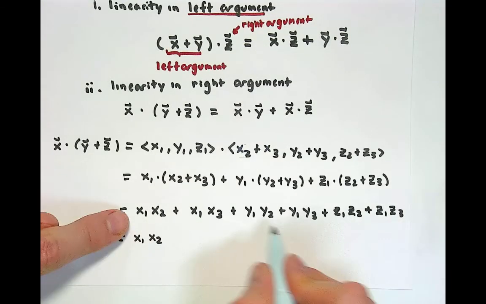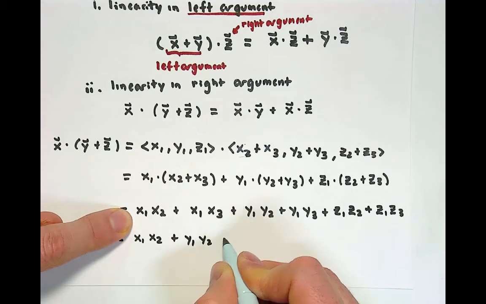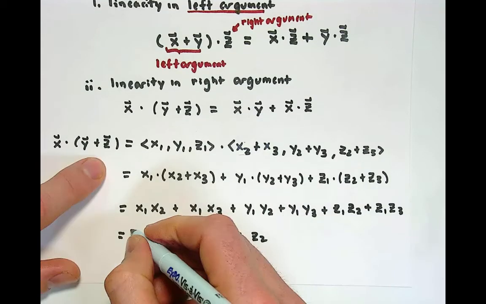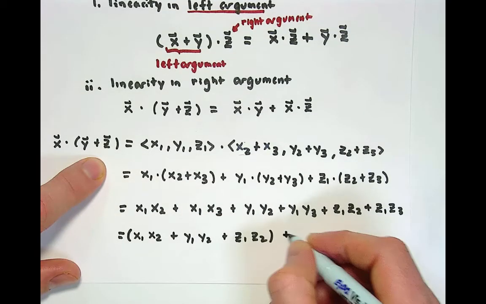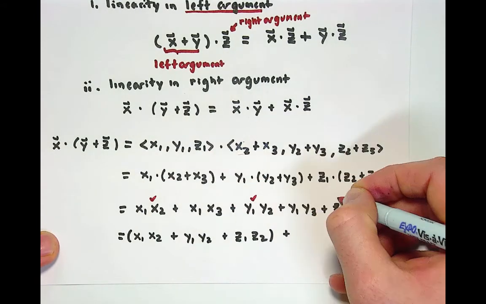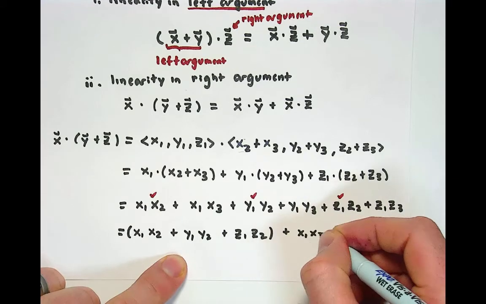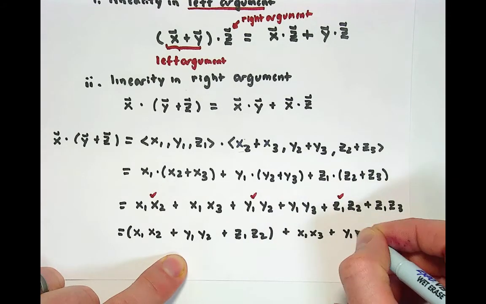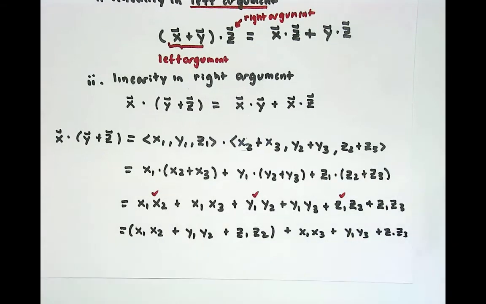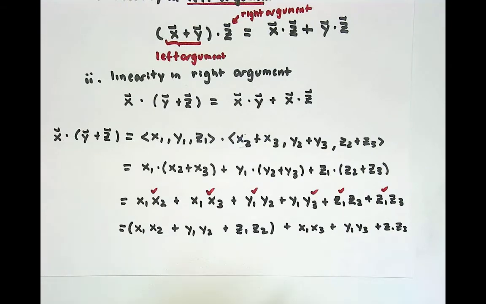We've just distributed. Let's collect like terms. Here we've got y1, y2, and we've got z1, z2, and we're going to write those together. And now those take care of the first terms. And then let's look at the next term. So now we've got x1, x3, y1, y3, z1, z3. So that takes care of those three.